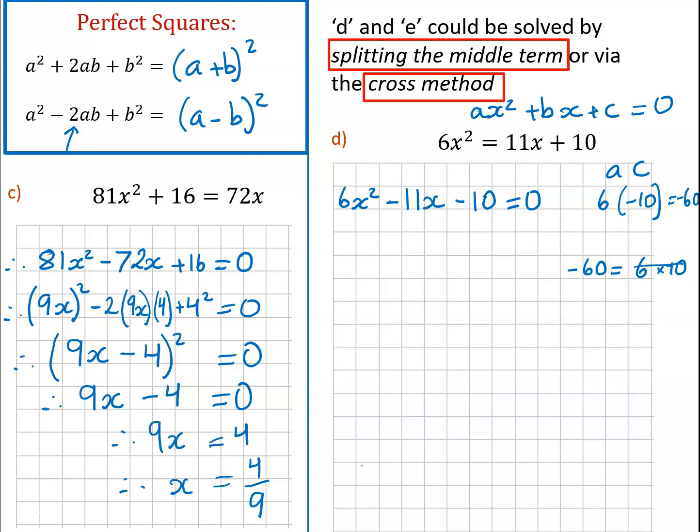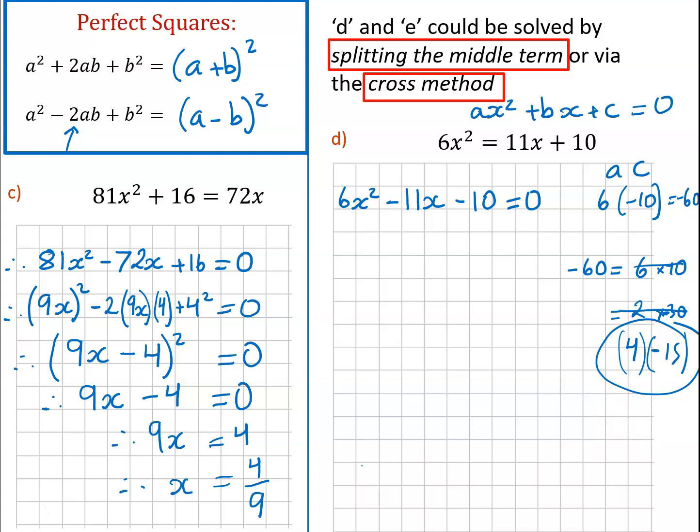What else gives you negative 60? What about 2 times 30? Let's put the negative with the 30. No, 2 minus 30 is not negative 11. No good. What about 4 and 15? That gives me 60. So if I put the negative with the 15, 4 times negative 15 is negative 60. What's 4 minus 15? Negative 11. That's what we need. So these are our numbers, 4 and negative 15. It doesn't matter in what order you put them. It could have been negative 15 and 4. It will still work for our next step.